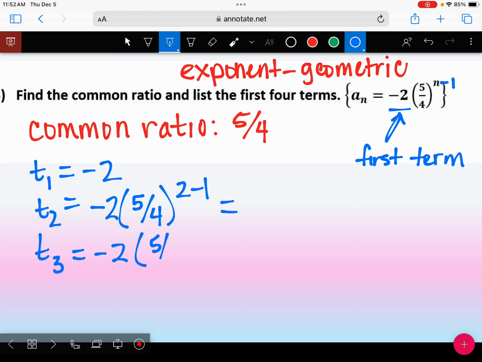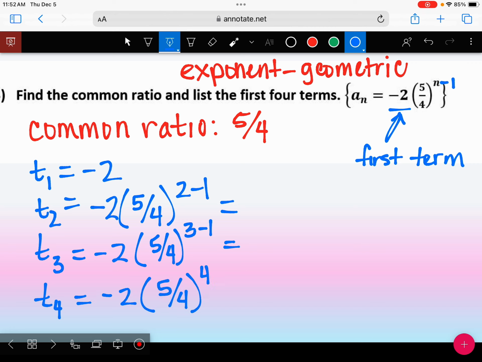T3 is -2, 5/4 to the power of 3 minus 1. T4 is -2, 5/4 to the power of 4 minus 1. All right, go ahead, type those in and get your second, third, and fourth terms.